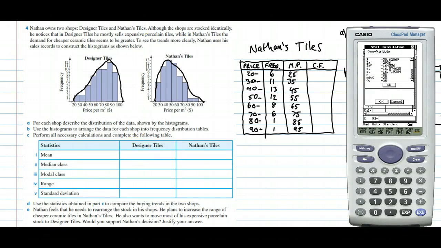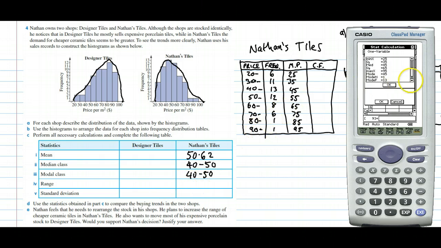So the mean, this is for Nathan's tiles, was 50.62. The median class, so where to find the median, was the class containing 45, which is the 40 to 50 class. We could just say 40 with a hyphen, but we'll say 40 to 50. The modal class, if we go further down, was again the class containing the midpoint 45, which was the 40 to 50 class.